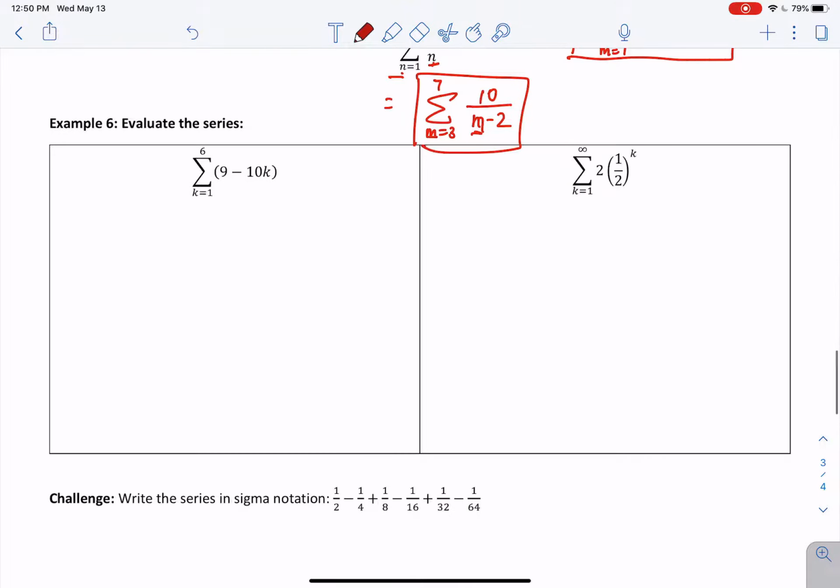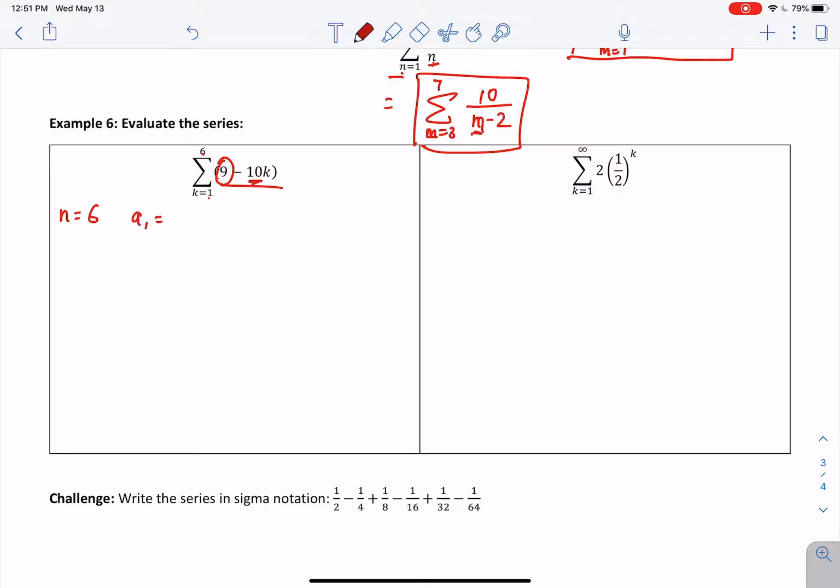Okay. Last few problems. Again, we're going to evaluate some series using the formulas we have. So looking at this one, this is an arithmetic sequence because it has a starting value, it has a common difference here. So I need my first term, last term, and number of terms. Well, the number of terms is 6 because I start at 1 and go up to 6.